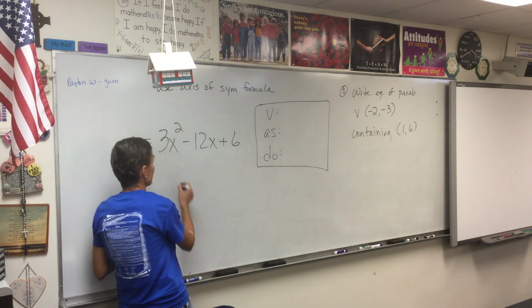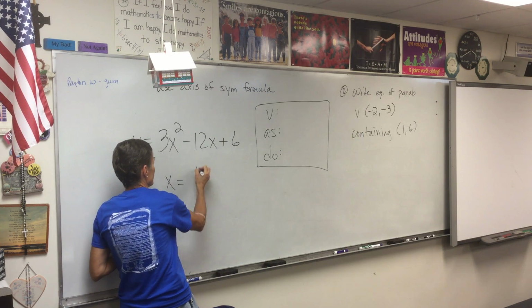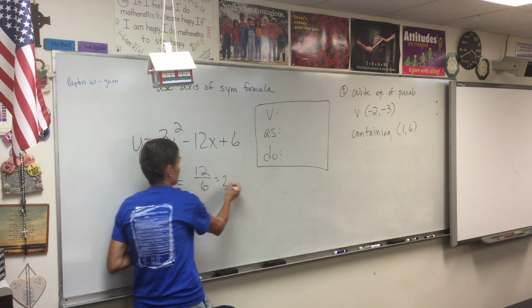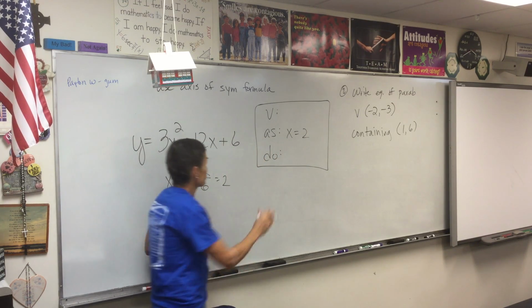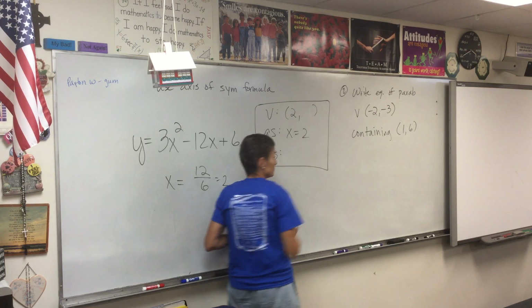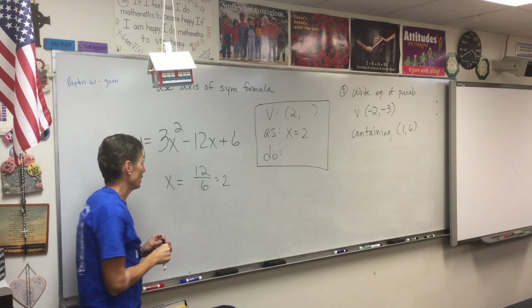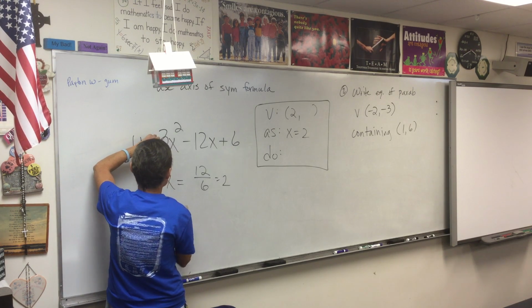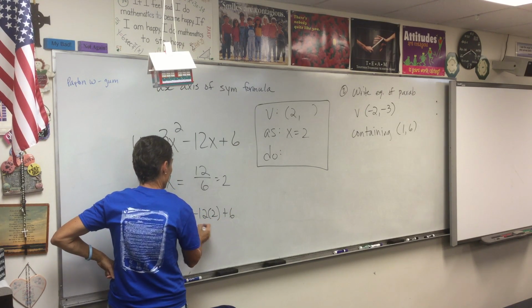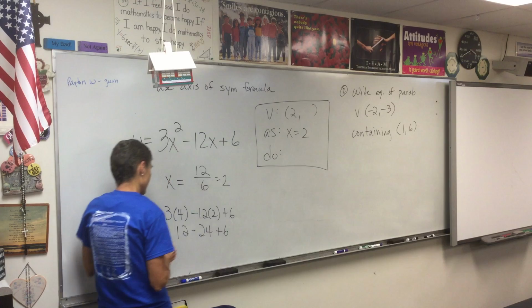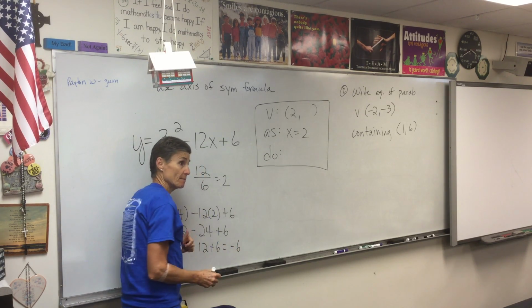You're going to use the formula. So the first thing written on your paper should be x equals 12 over 6. So x equals 2 is your axis of symmetry, which means your vertex has a 2. Now, where do I go from here? I plug it in, so in it goes. 3 times 4 minus 12 times 2 plus 6. 12 minus 24 plus 6. Let's see, that adds up to hopefully negative 6.